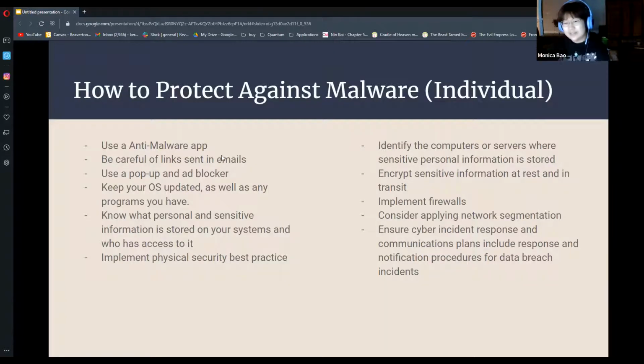Be careful of links sent in emails. I feel like this is a really common warning, but it's important because the biggest error in malware is probably human. Machines have systems and processes that they keep up to date, but human error is always a risk.